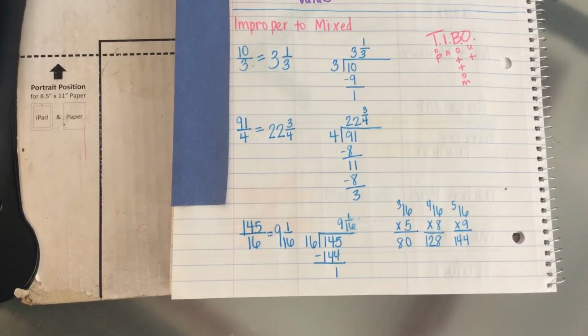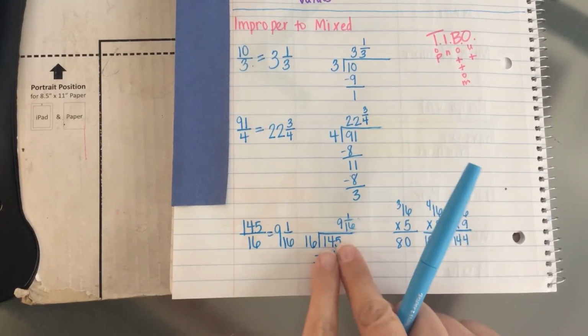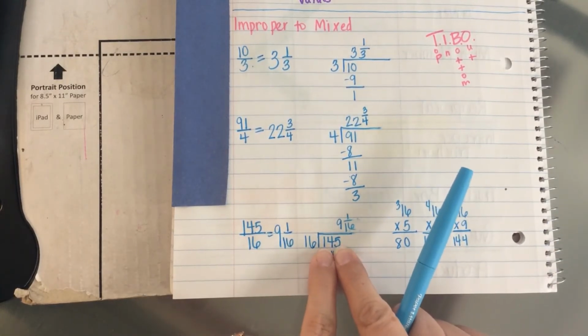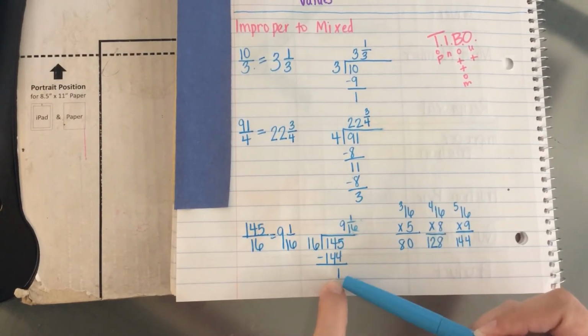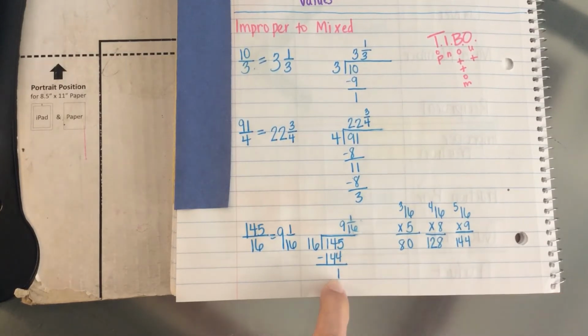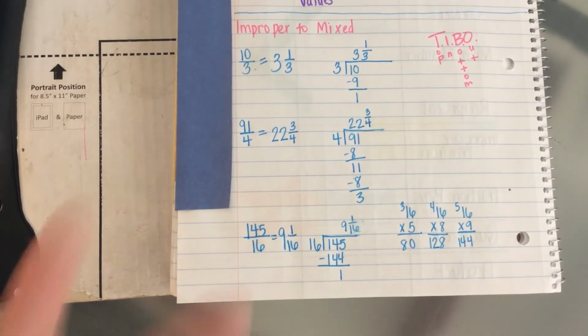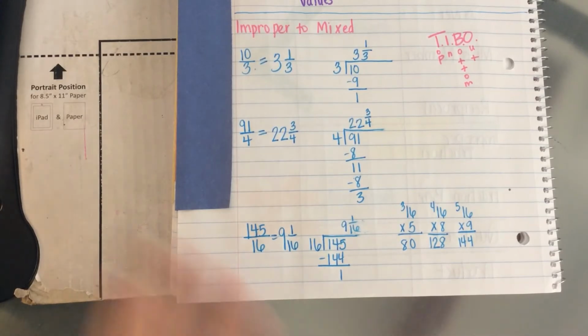Now, can I ask you a question? Let's assume this number would have been 144. And when we subtracted, we had a 0 right here. So it'd just be 9 even, or 9 and 0 over 16, which is the same thing as 9. Okay? I'm flipping to the next side of the page because I need a little bit more space.